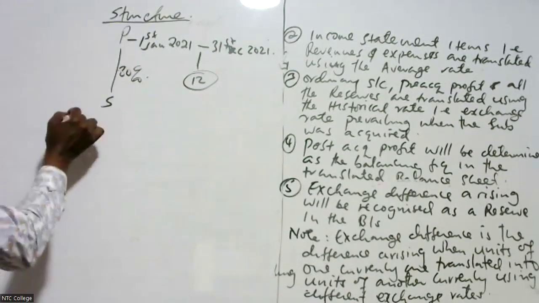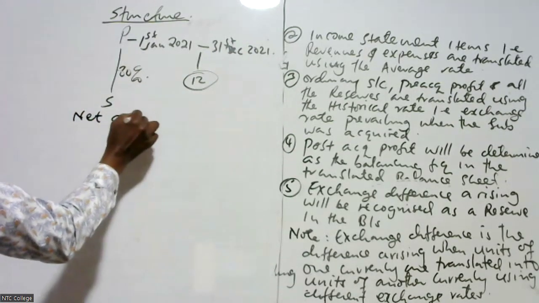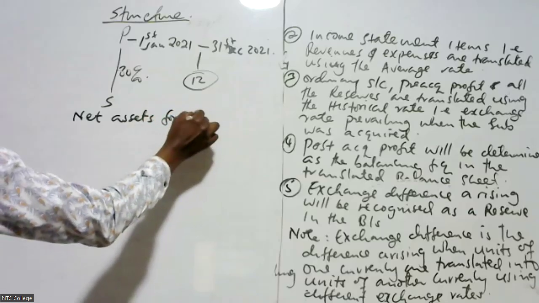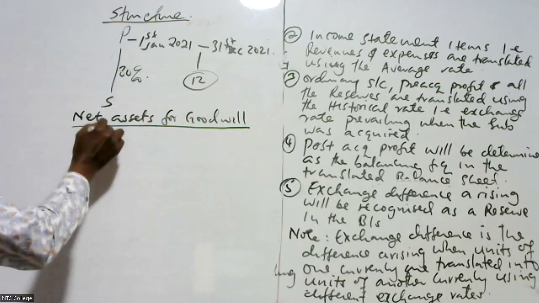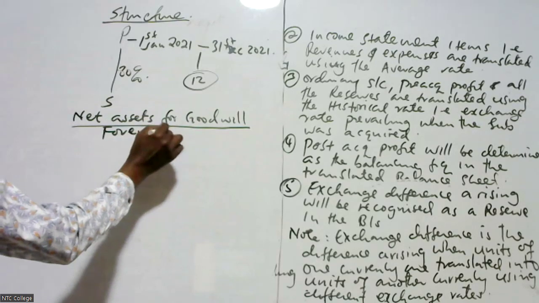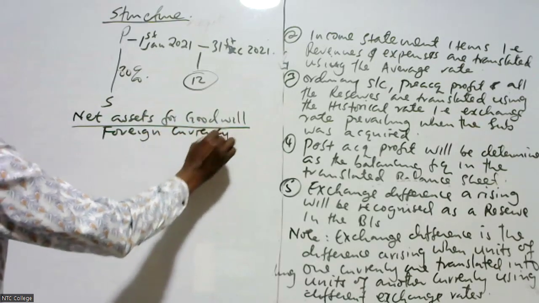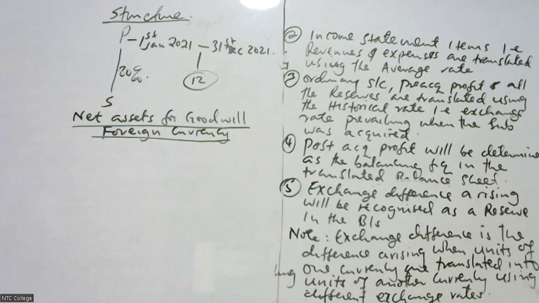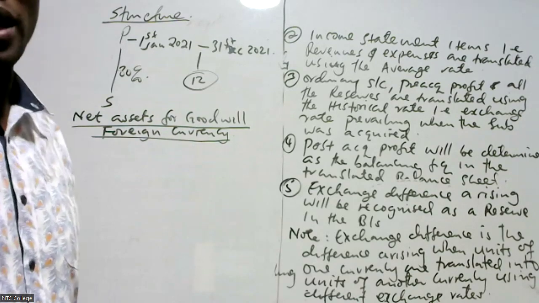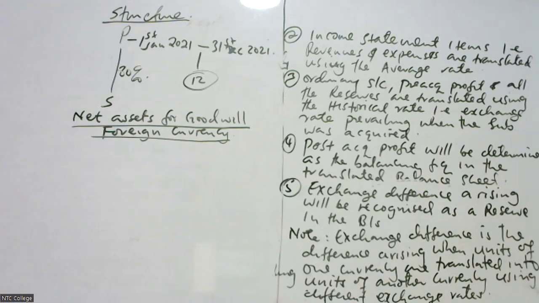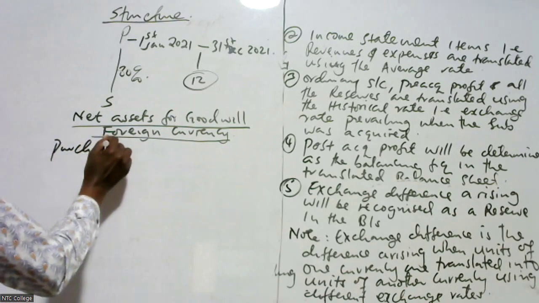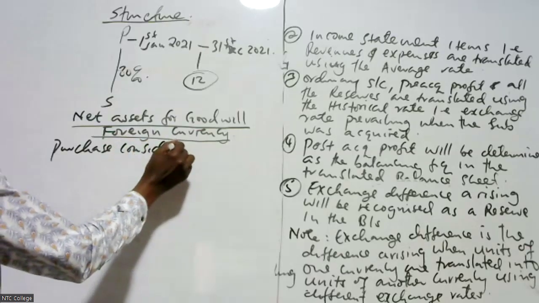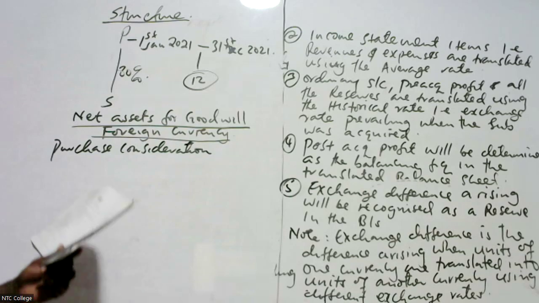Then number two, net assets for goodwill. We come to compute what we call goodwill. And goodwill, you always compute it in foreign currency, so that we translate. Listen very carefully to Mwalimu here. You prepare goodwill in the foreign currency so that we translate. Now, how do we prepare goodwill? You take your purchase consideration in the foreign currency.